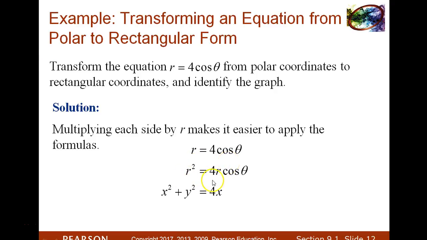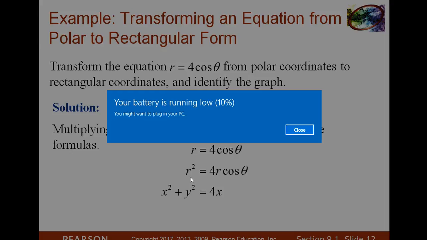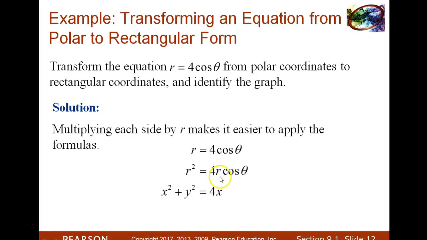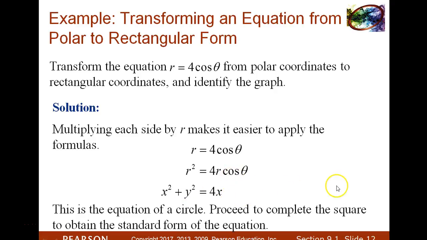So if I multiply both sides by r, I wind up with an r squared, which I know is x squared plus y squared from the Pythagorean theorem. And I wind up with a very nice r cos theta over here, and I know that x is equal to r cos theta. So I can take the r squared out, put the x squared plus y squared in. I can take the r cos theta out, put the x in, and I know I'm dealing with a circle because both of these are squared, I have an addition sign in the middle, and I'm not going to have any denominators when I clean this up. We'll talk more about conics and how to recognize what type of equation it is later on in the course, in the next chapter.